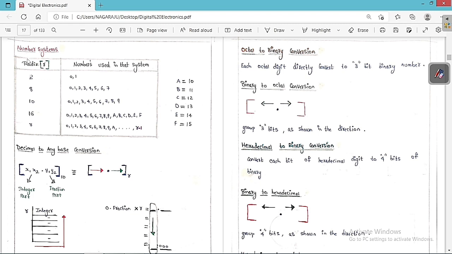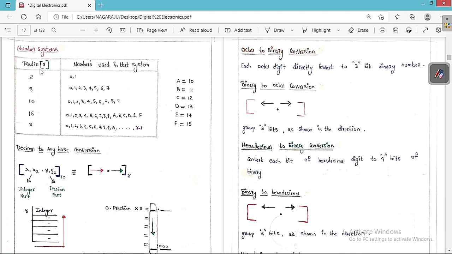Now we discuss the other concept, which is called number systems. Basically, the number systems that we are going to discuss in this digital electronics are the binary system, octal system, decimal system, hexadecimal system, and any other number systems.